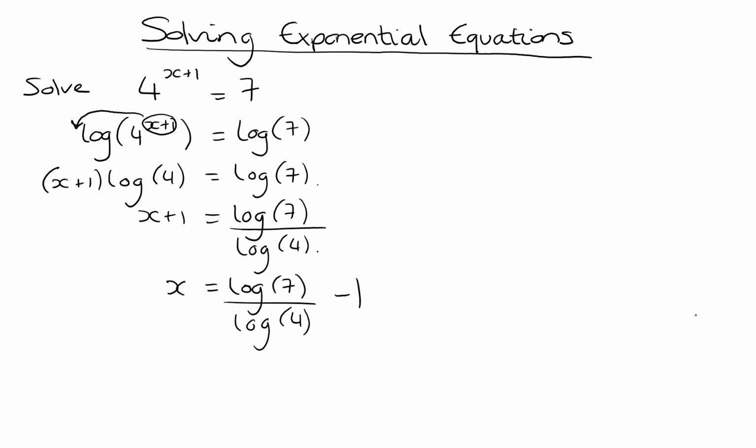Right. Next one. We are going to solve 3 times 4 to the x equals 5 to the x plus 2. I'm going to go for ln on this one. So I'm going to ln both sides. That's pretty much always going to be the first step when you're solving these.